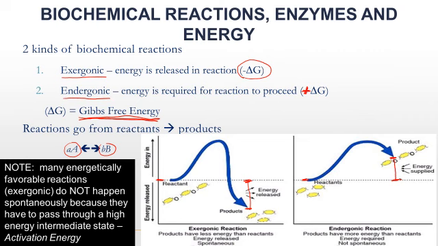So now notice, this is a more favorable energy state down here. Right? This is a lower level energy, so this would be energetically favorable. That's what this means over here on my little note. Many energetically favorable reactions, exergonic, do not happen spontaneously because they have to pass through a high energy intermediate state, and that's what this big hump is right here. In other words, even though this is energetically favorable down here because it's a lower energy, we had to pass through this high energy state. We had to put a little energy into it, actually in this case a lot of energy, to get more energy out in the long run.